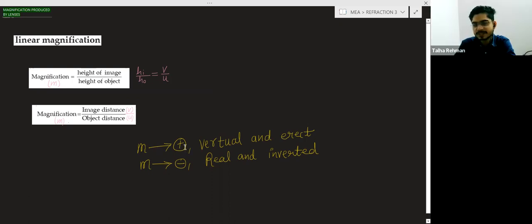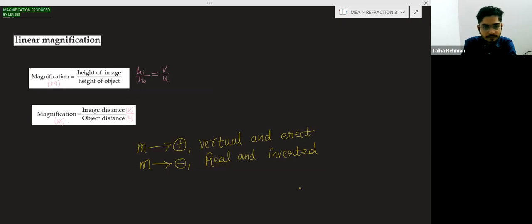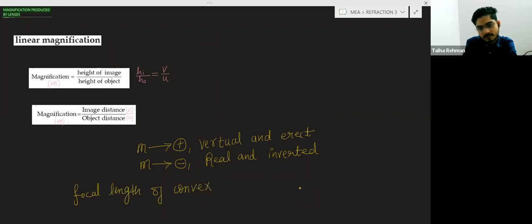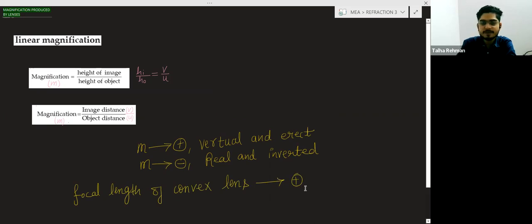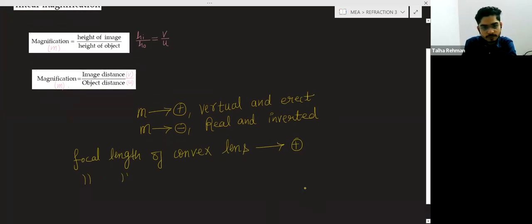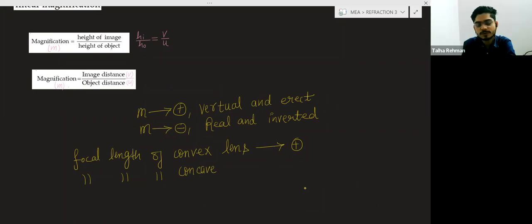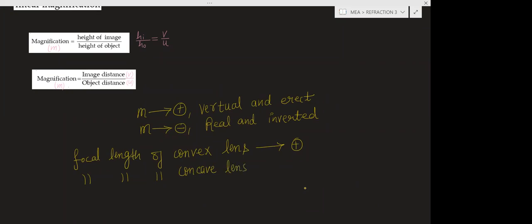M represents the magnification. And one more point you can add here: the focal length of a convex lens you will always take as positive, and the focal length of a concave lens negative. Martin, is it minus V by U?